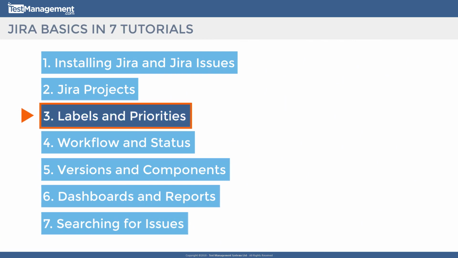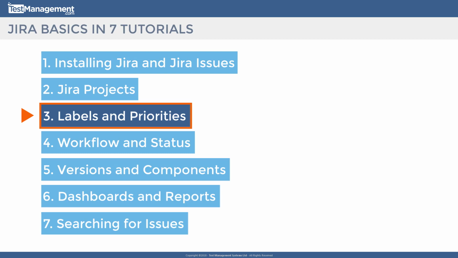Over the course of 7 tutorials, we're looking at Jira and all the fundamental concepts associated with Jira. Everything from installing, looking at Jira projects, labeling and prioritizing issues, and configuring workflow and status. And finally, in the last 3 modules, we're looking at versions and components, dashboards and reporting, and some of the more advanced concepts associated with searching for issues.